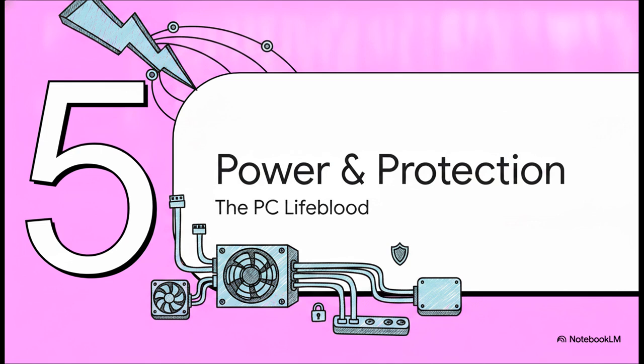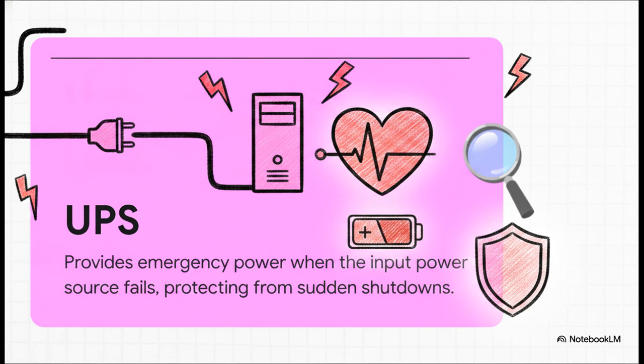Section 5. Power and Protection. The PC Lifeblood. The absolute ultimate life support system for a computer is a UPS, or uninterruptible power supply. Think of it kind of like a digital pacemaker combined with an emergency blood reserve. If the main input power source suddenly fails or spikes, the UPS immediately provides continuous emergency power from its own internal battery. This buys you the critical time needed to save your work and shut the machine down gracefully, protecting your hardware from a devastating electrical shock or a sudden, nasty shutdown.